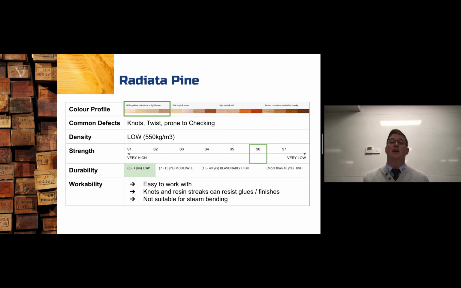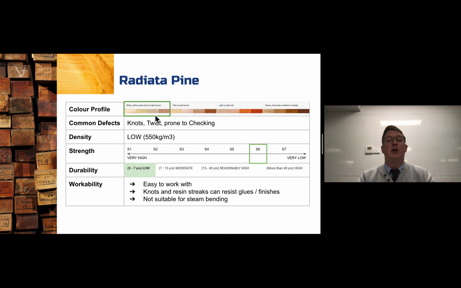And you can see that if we broke timber up into a few different colour profiles, there are 4. There are the light coloured timbers, the dark coloured timbers at the other end, the red coloured timbers, and the pinky brown timbers sort of in the middle. So we've got 4 different profiles. Radiata Pine sits in the really light coloured ones. We'd probably call this a yellowy straw coloured timber. So it sits down here in the light coloured timbers.